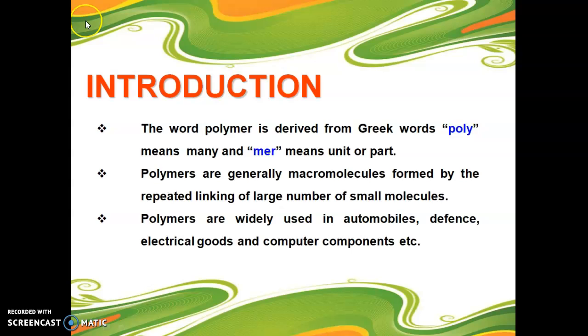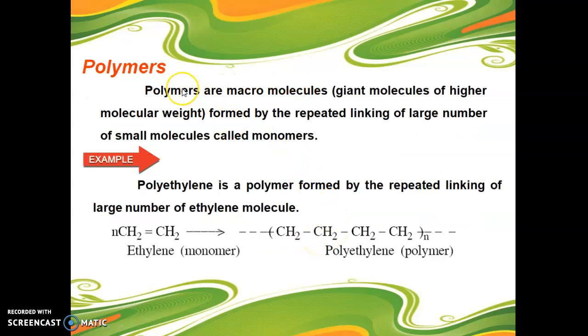So in the introduction, the word polymer is derived from the Greek word poly, which means many, and mer means unit or part. So polymers are generally macromolecules formed by the repeated linking of large number of small molecules. Polymers are widely used in automobiles, defense, electric goods, and computer components, etc. So, polymers are macromolecules, it means giant molecules of high molecular weight formed by the repeated linkage of large number of small molecules called monomers.